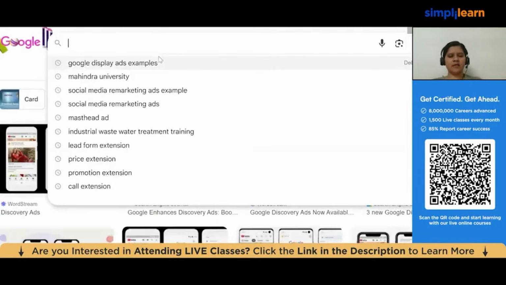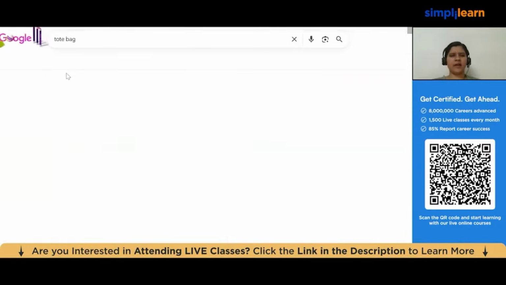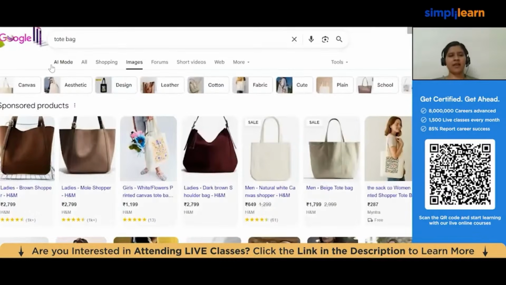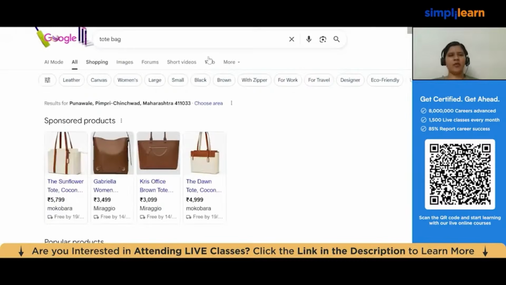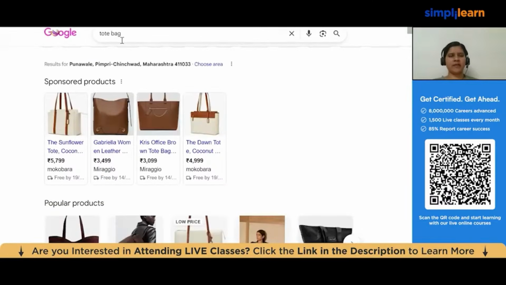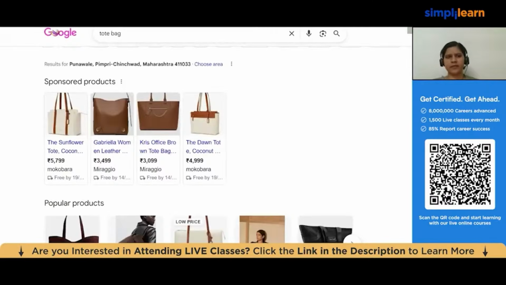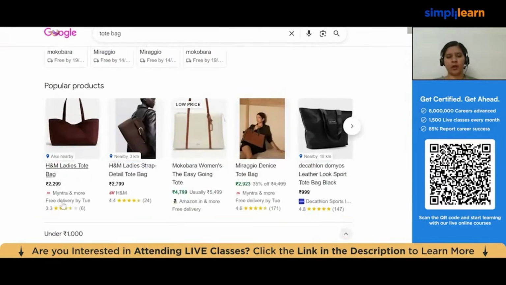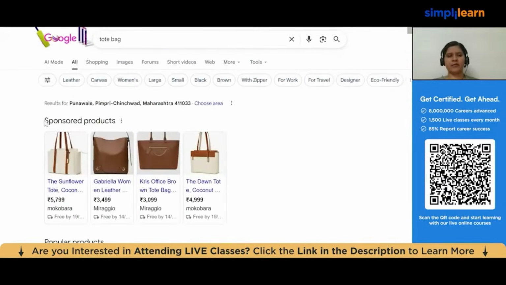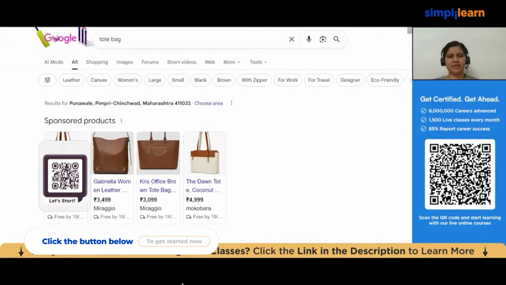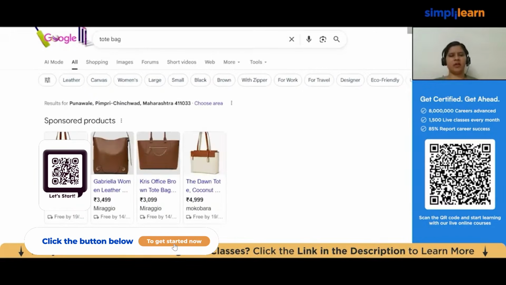Shopping ads you would have seen before. Again, I like shopping ads because this ad only appears when you search for it. Right now, can you see when I search for tote bag, brands like Mokobara and Miraggio are showing their ads over here in the sponsored results, not popular products. Wherever you see the sponsored one, the first one to appear is your sponsored one only. Am I clear?